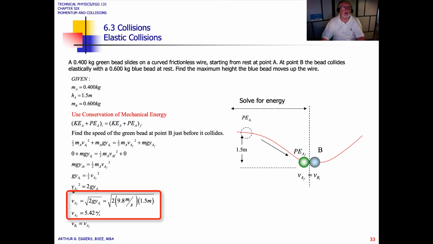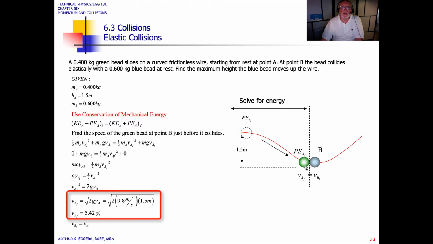Taking the square root of both sides, v_A final equals the square root of 2g y_A initial, which equals the square root of 2 times 9.8 meters per second squared times 1.5 meters, the height it started from. That gives us the velocity of bead A final, 5.42 meters per second. So we've taken care of the first part of the problem, where that bead is just about to hit bead B.